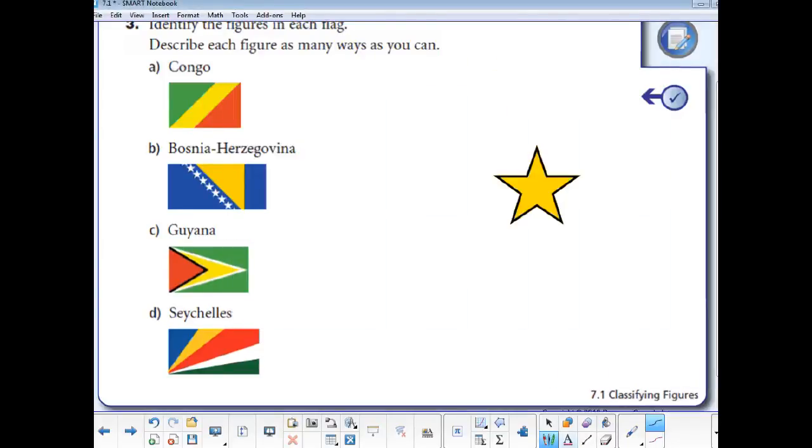There we go. So this is question number 3 from section 7.1. We'll look at B and C. It says to identify the figures in each flag and describe the figure in as many ways as you can.